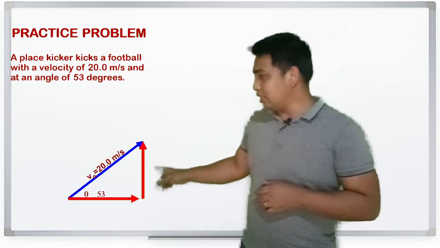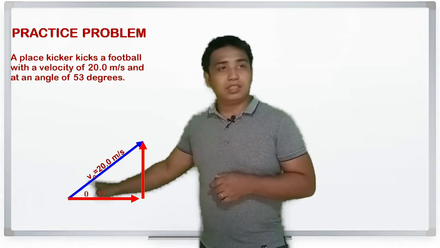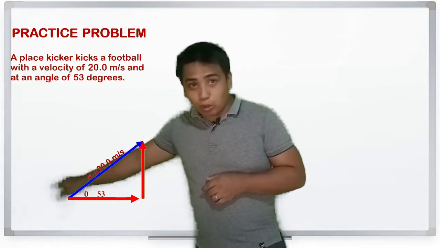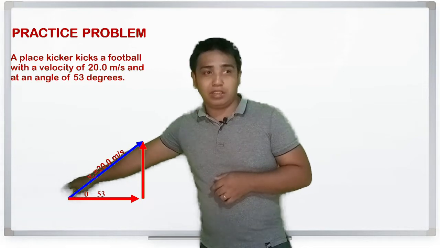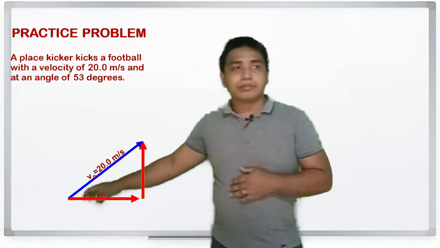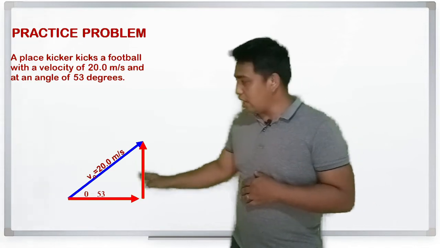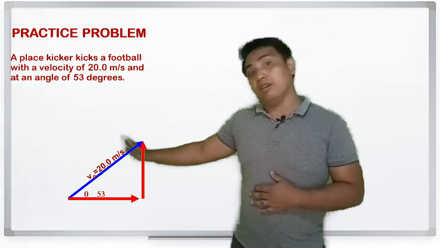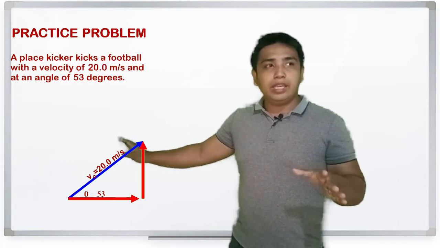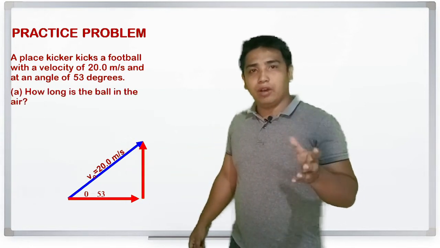So this is the starting point, and the angle is 53 degrees, and the kicker kicks it with the velocity of 20 meters per second. And 20 meters per second will be your muzzle velocity, or your vo, or your hypotenuse, or the resultant. So from these two, we're going to look for the x component and the y component later on.